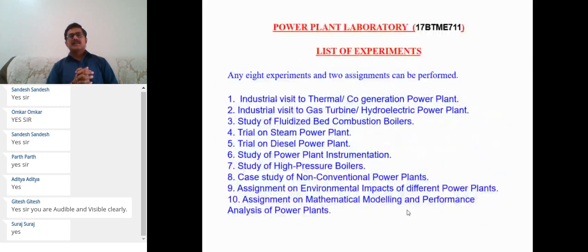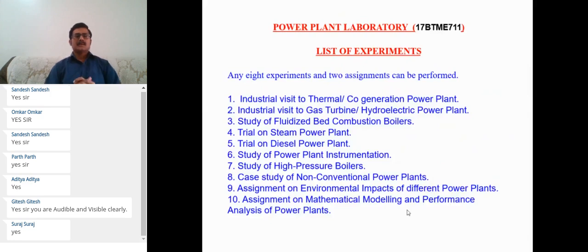As I mentioned at the beginning of the session, the other part of our subject is the power plant laboratory. That is the practical part. The course code for that subject is 17 BTME 711. Okay, that is the power plant laboratory.